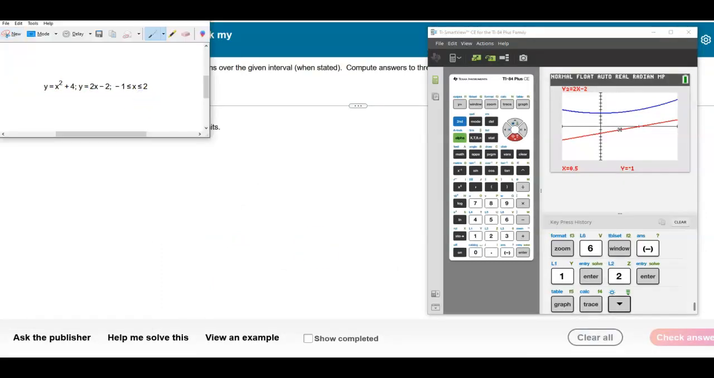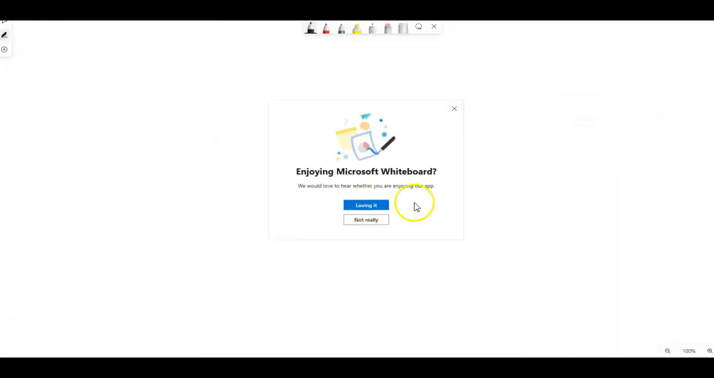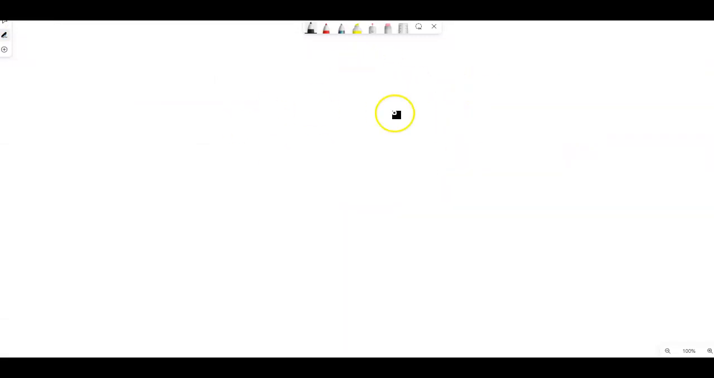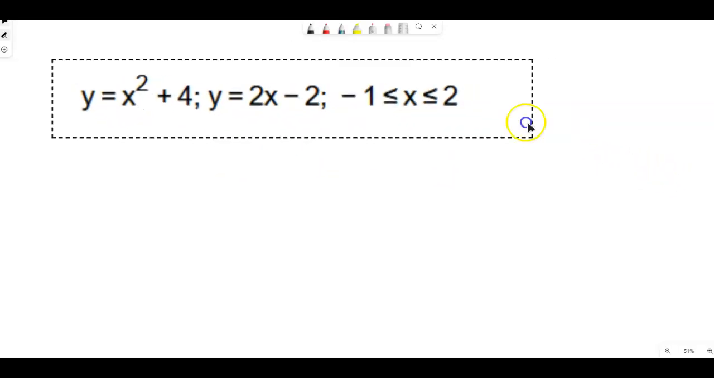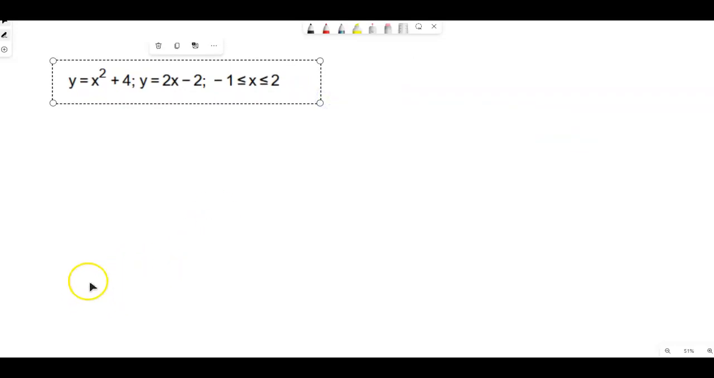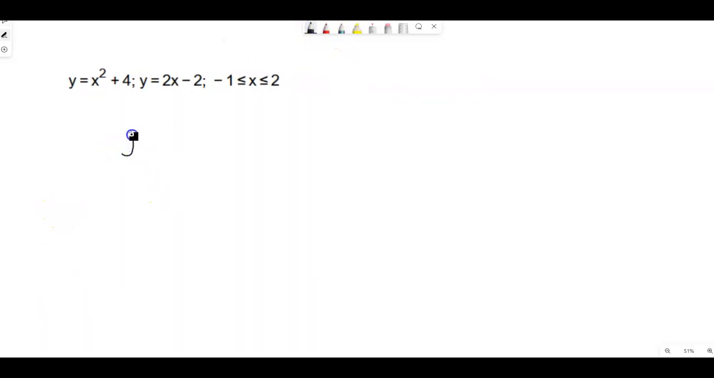Let me copy this over to my whiteboard. The definite integral is going to look something like this: from -1 to 2 of the function on top, x squared plus 4, and then we subtract the function on the bottom, 2x minus 2.